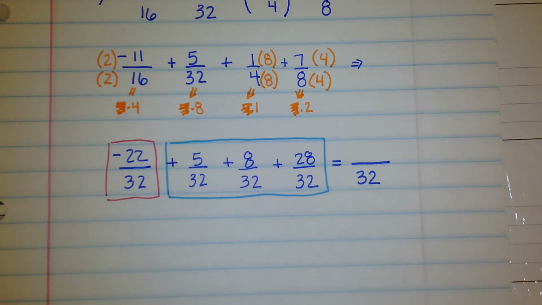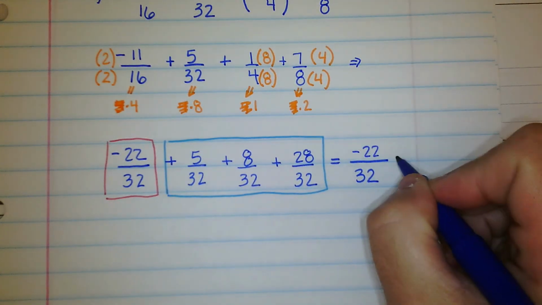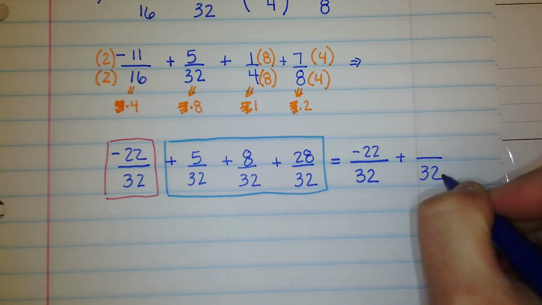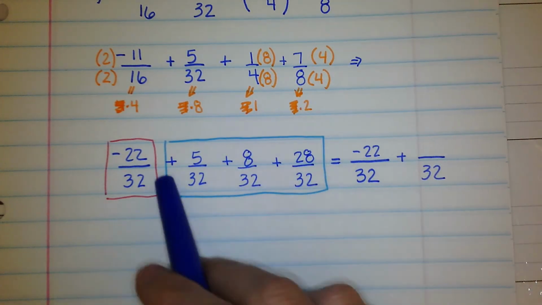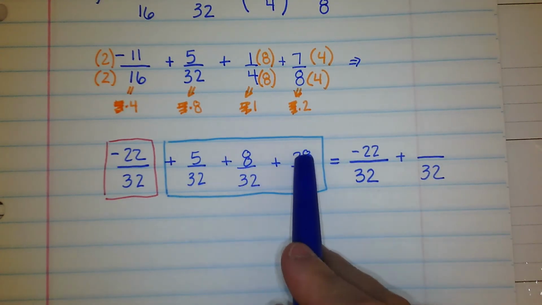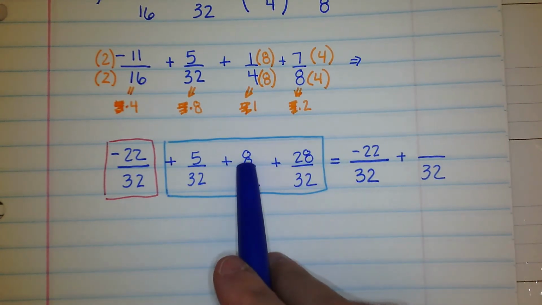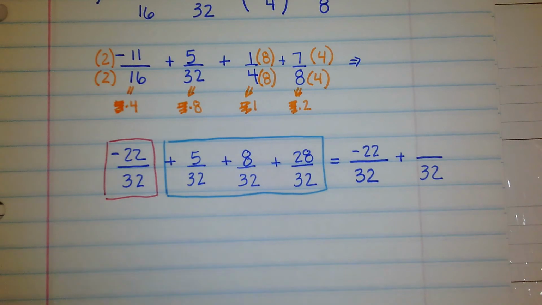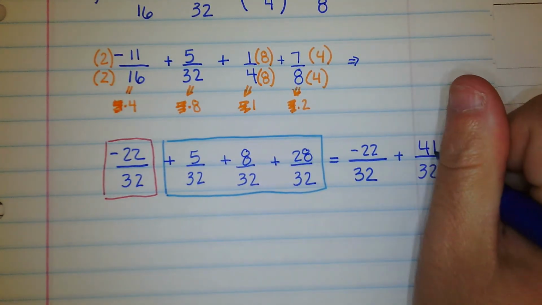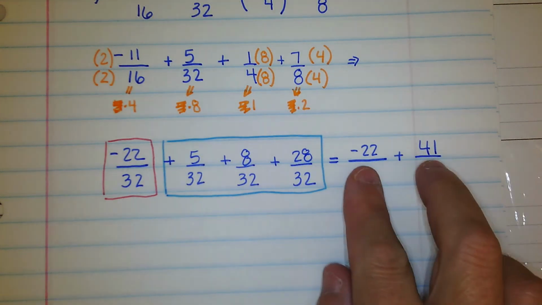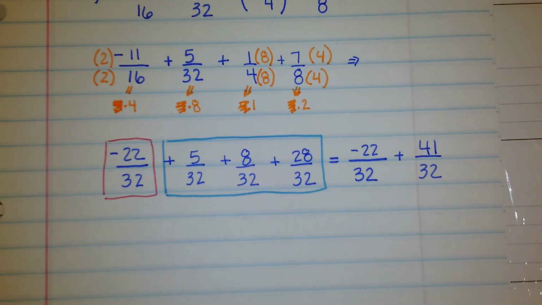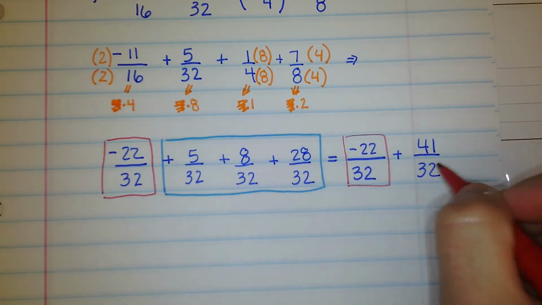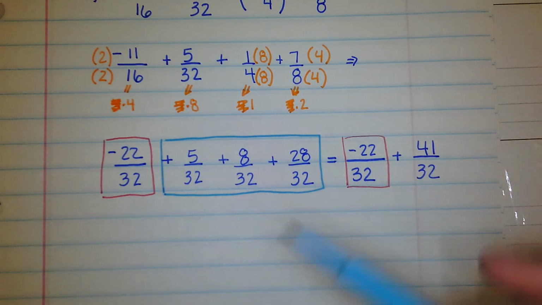So what I have now is a negative 22 and a positive. We've got to add all these up now. These are all on the same team. 28 and 8 is like 28 and 10. That's 38 minus 2 is 36. And 36 and 5 is 41. So who's winning? The negative or the positive? Well, the positive's bigger, so I know that the positive is going to win. Here's my negative. There's my positive. My positive's going to win. And by how much?